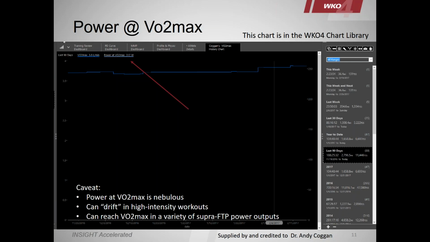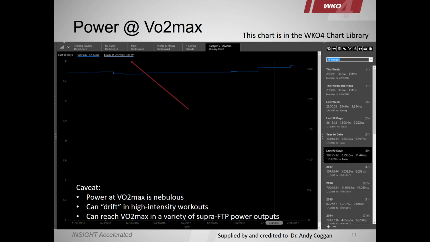So this caveat: power at VO2 max is kind of nebulous, so understand it's an estimate. It's not an absolute. If somebody writes out there and says my power at VO2 max, the model says, was 312, and I went and had it tested and it was 321, I will make fun of you on Facebook. We're using a model. The model's reasonably accurate as always, but it's nebulous.